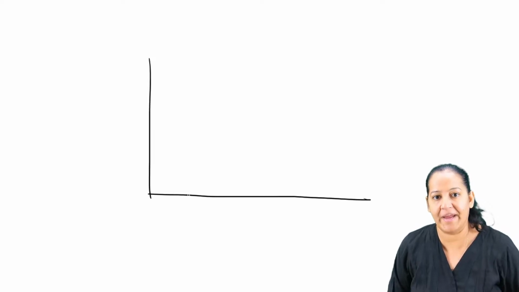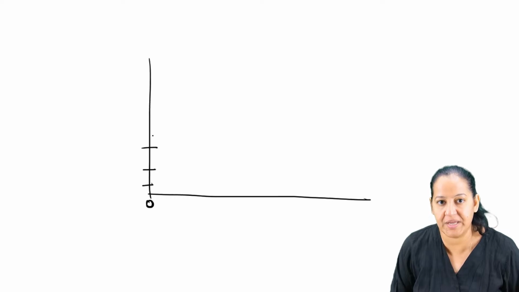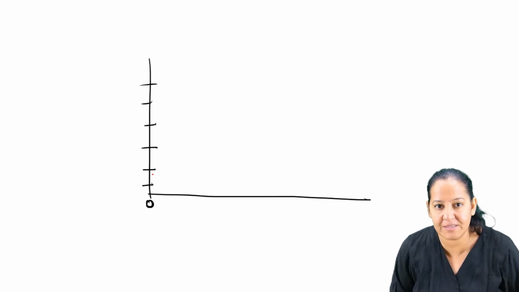So if you make the graph, it will be like this. Birth weight, this is the 0. So this is the birth weight: 1 kg, 2 kg, 3, 4, 5, 6. For example, the birth weight is 3 kg. 1, 2, 3. So this is the birth weight.